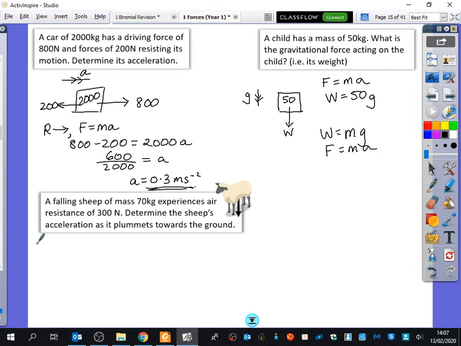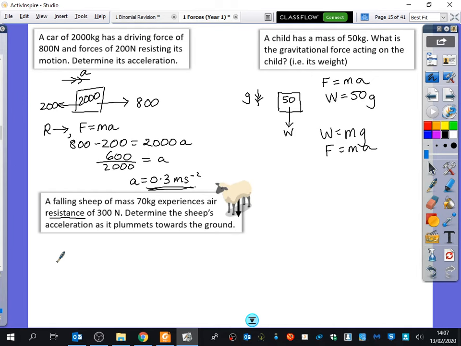What's one of the things that we do when we model something as a particle? What are we allowed to ignore? Air resistance. So if there's no air resistance, the acceleration will be 9.8, but this sheep is experiencing some air resistance, so it's not going to be accelerating quite as fast.